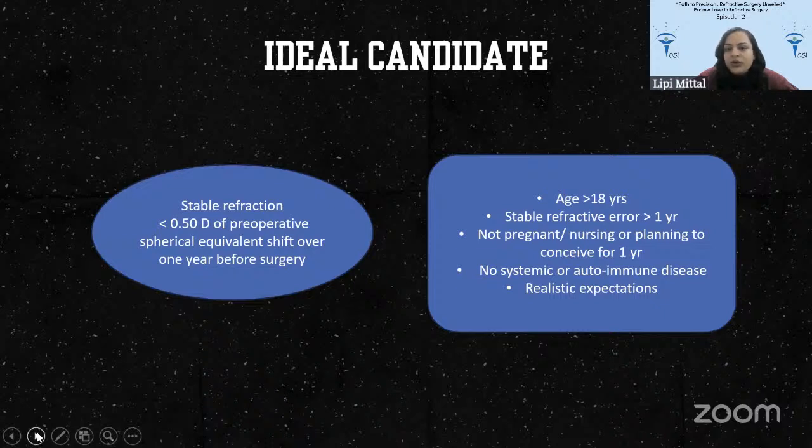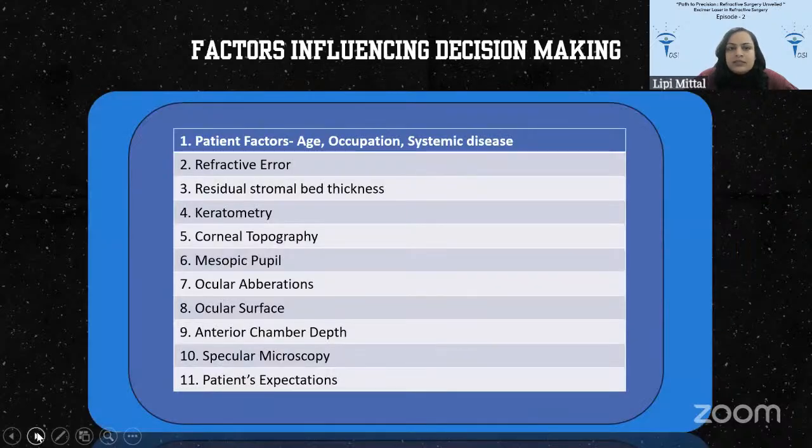The patient should not be pregnant or lactating or planning to conceive for 1 year, and should be free from systemic or autoimmune diseases, and we should set realistic expectations. For example, if the patient is coming and has amblyopia, we should counsel about the best corrected visual acuity post-procedure. We should also counsel about the need for presbyopic glasses in future. So there are various factors influencing the decision making. I would describe all of them.